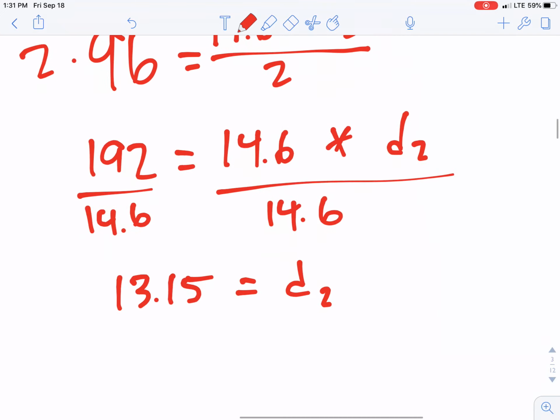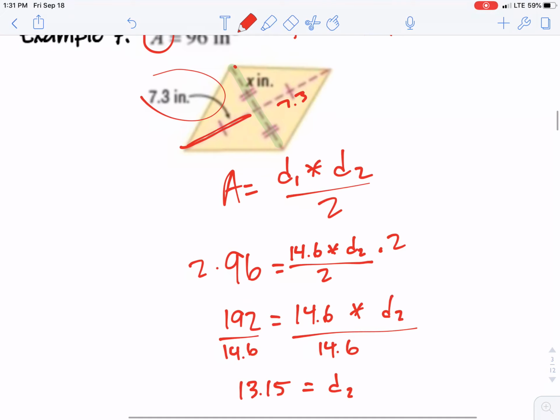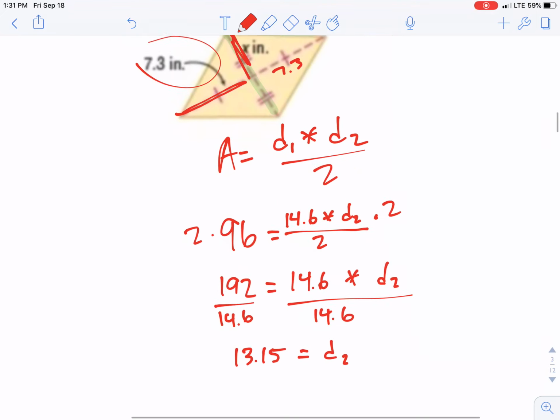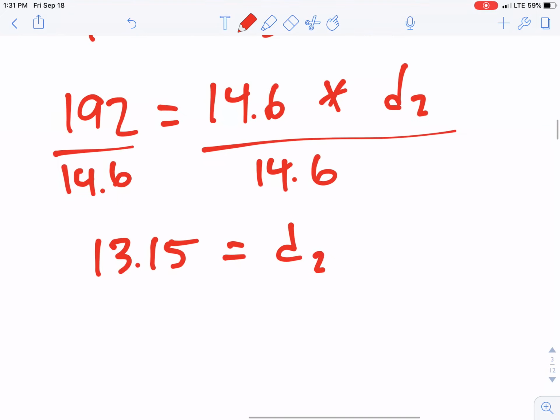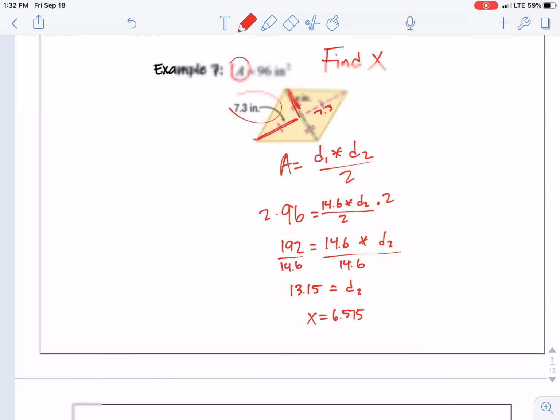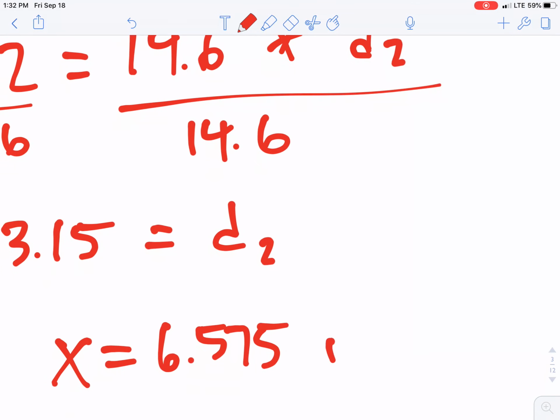All right. Then we said because x was only part of it, we had to take diagonal 2 and now cut that in half to get x. So x is going to equal 6.575. And then what were we in? Inches. Okay, since we're finding one side length, it's going to be inches. If we were multiplying to find area, it'd be inches squared. All right.